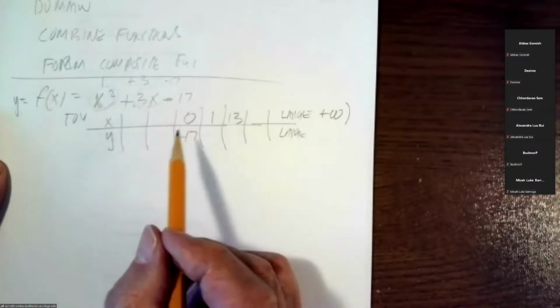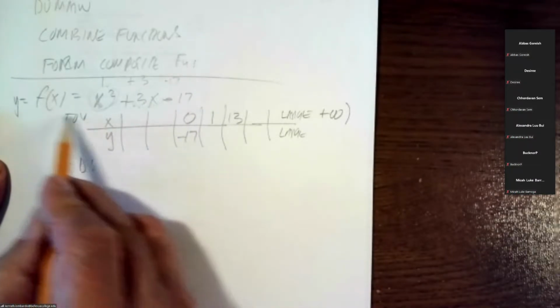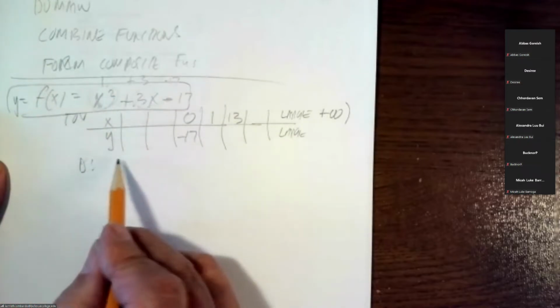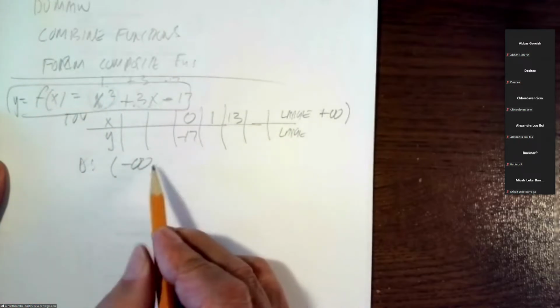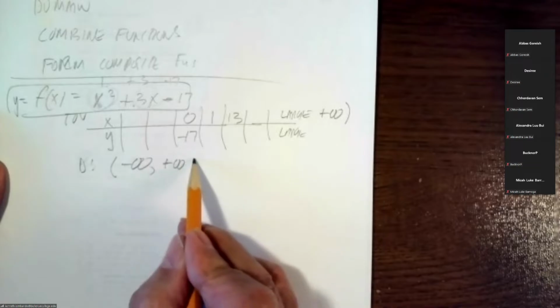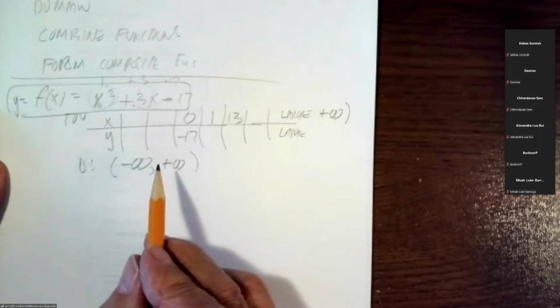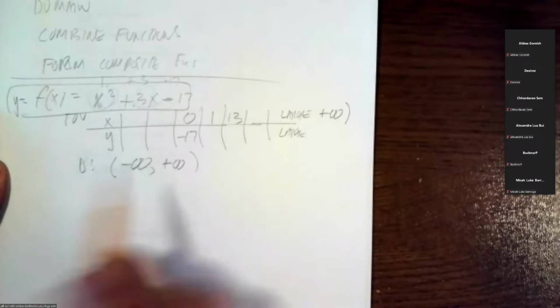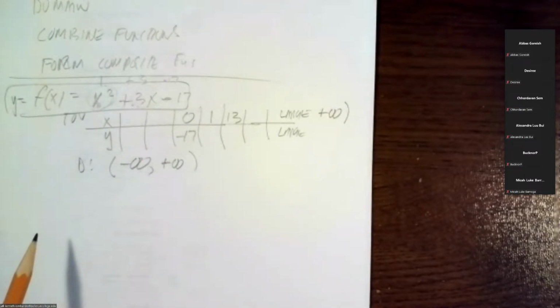There isn't, is there? So we're going to say then the domain of this function given here is negative infinity. X can go from negative infinity to positive infinity. It's the set of all real numbers. Okay, makes sense to everybody?